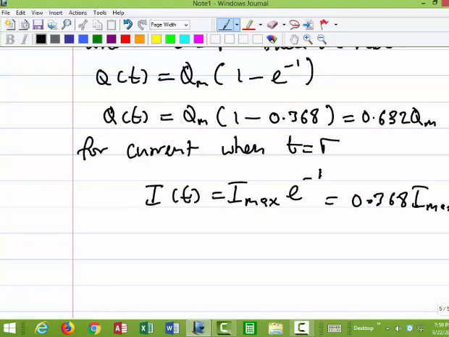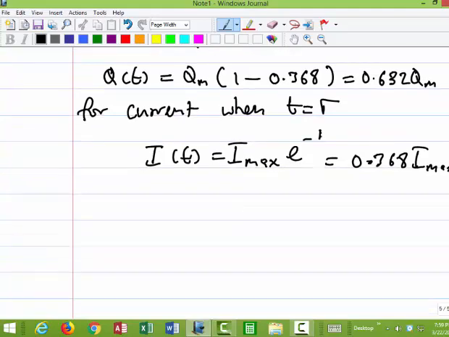At a time of about 5 time constants, the charge is up to about 99% of its maximum value, and the current would have decayed to about 1% of its maximum, at t equals 5 tau. You can put that into the formula to check for yourself. We're running out of time, so I want to complete the discharging portion quickly.